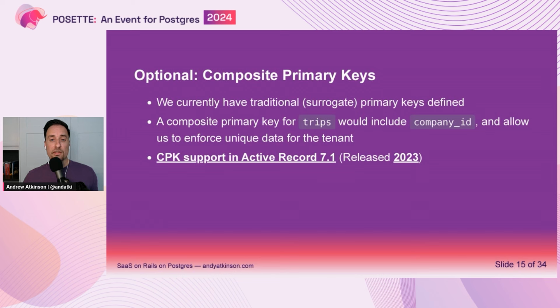An optional thing on the schema side, again, we're still working with a single database, is moving to composite primary keys. So currently we have traditional single column primary keys defined, for example, for our trips table. What we could do is change our primary key definitions to include the company ID that we've added. And it's worth mentioning that composite primary key support was added to Active Record 7.1. So with our Rails application running that version, we'd be able to take advantage of that.